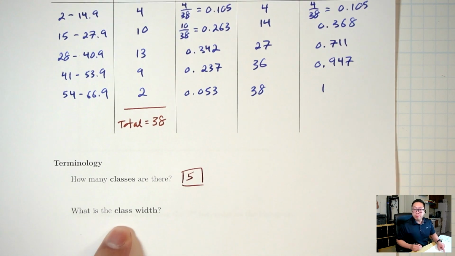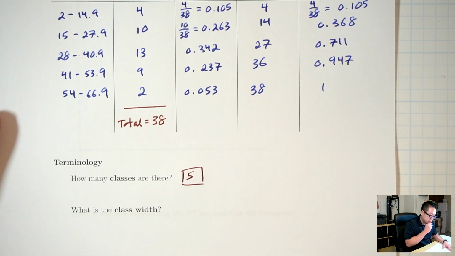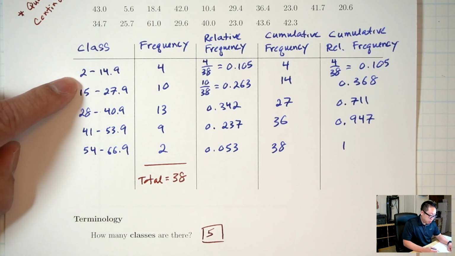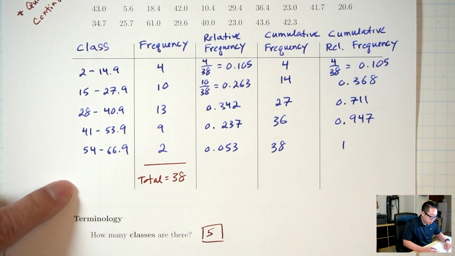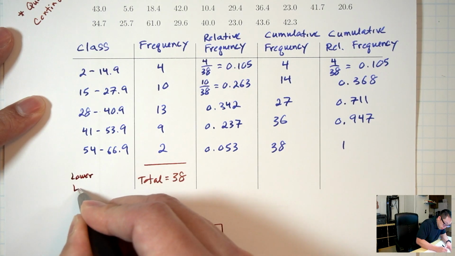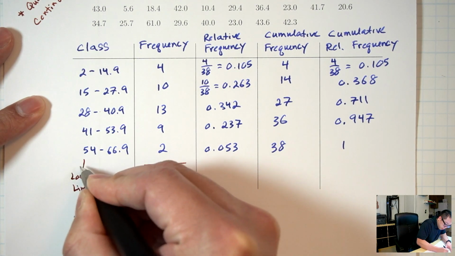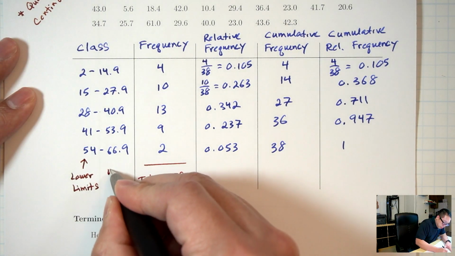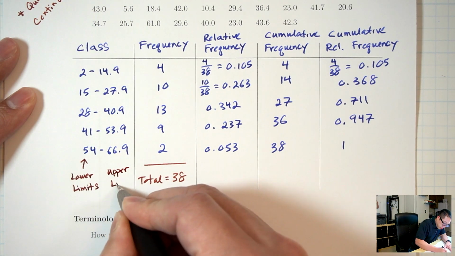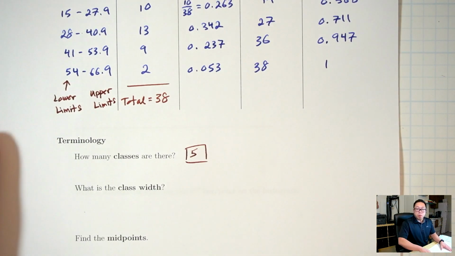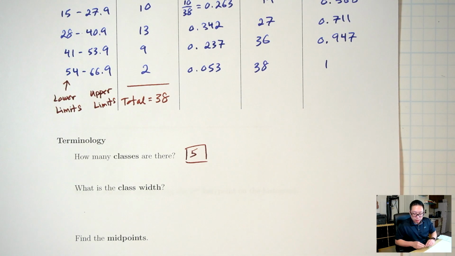What is the class width? Before I talk about class width, I need to introduce some more terminology. For these ranges, there's a low number and there's a high number. The low numbers are called the lower limits. The upper numbers are called the upper limits. Class width is going to be the distance from a lower to the next lower.